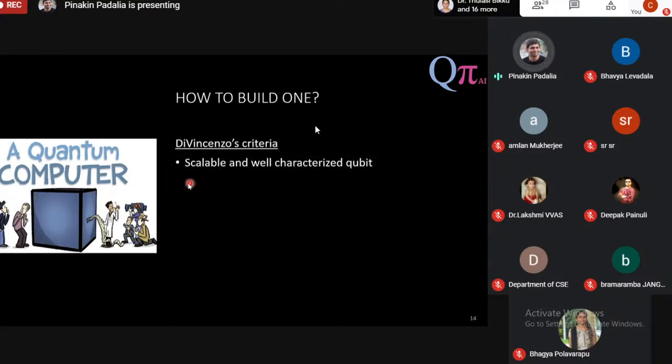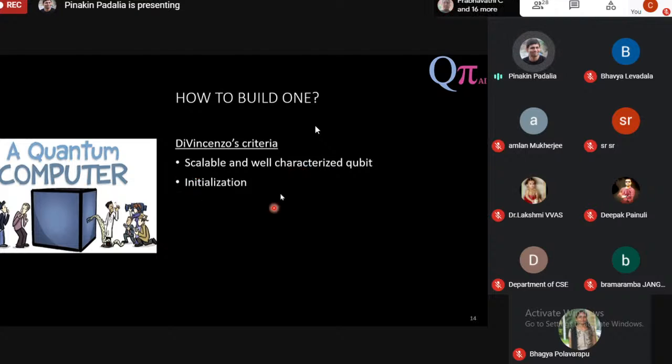One is scalable and well-characterized qubits. This is something that I was already stressing at the beginning of the presentation, that we want something that is scalable, and semiconductor qubits help that. So this is a tick mark for us. Well, we need to work on well-characterized qubits because that comes from the fabrication development, but at least we are on the right track for the scalable quantum computer.